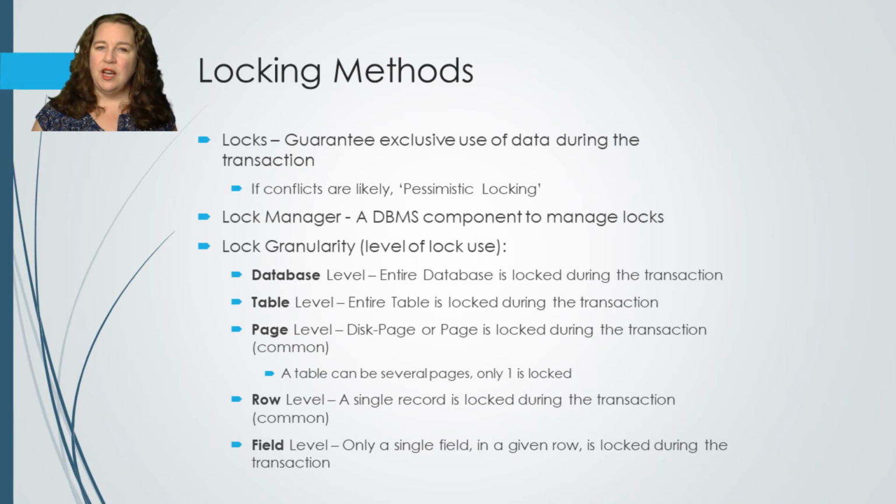And the last one of the locking methods is a field level. Only a single field in a given row is locked during the transaction, which means I can lock down a calculated field and leave the rest of the fields to be updated if they want to be. And that's okay, but sometimes that's almost making it too low of a locking method, so we sometimes don't like to use that one.